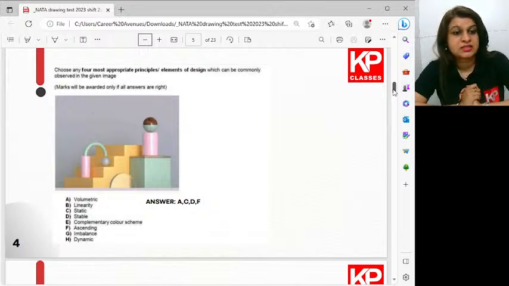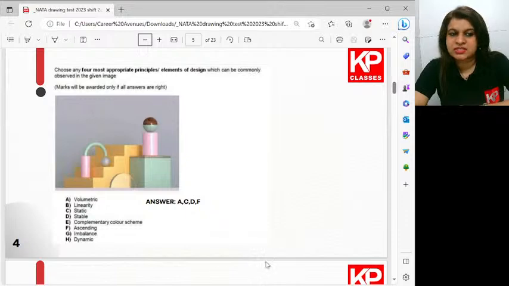Okay. C is static. There's no movement. It is stable and static. D again, D is stable, right? What does stable mean? That it's very balanced. It does not need any support to stand erect. Okay, it is stable as well as a static composition. Colors, we don't see complementary color scheme, right? Then we have ascending, the feeling of ascending, right, is already there, like something from higher to lower. So there is a sense of ascending over here.